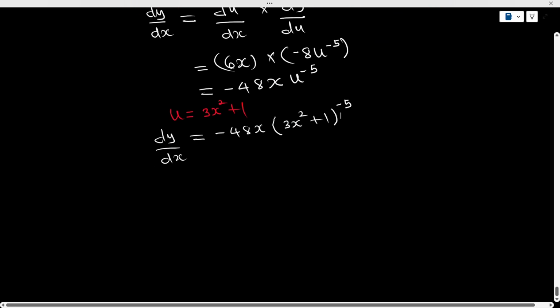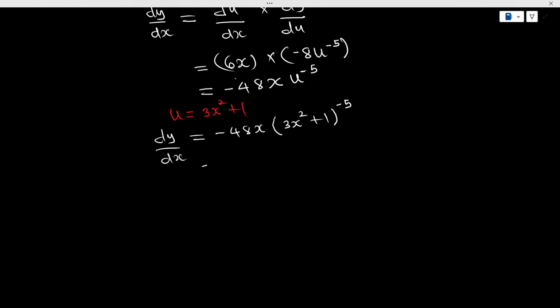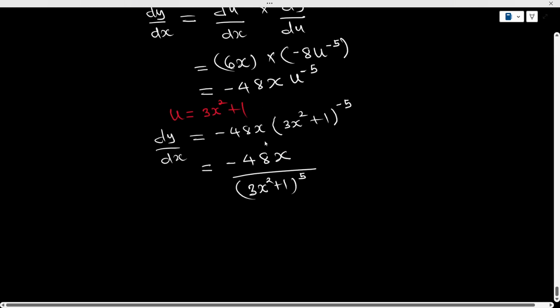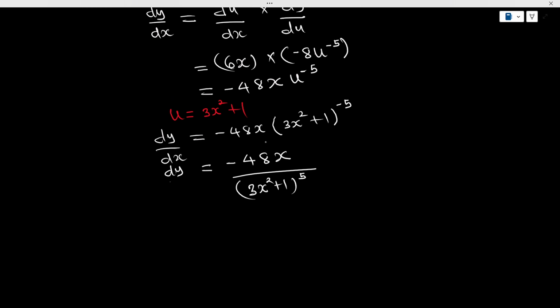If you don't want to deal with negative exponents, there is a way of rewriting this. You can just reciprocate it and put negative 48x over 3x squared plus 1 in brackets to the power positive 5. This one also works. Again, the first one is correct, and the second one is also correct.